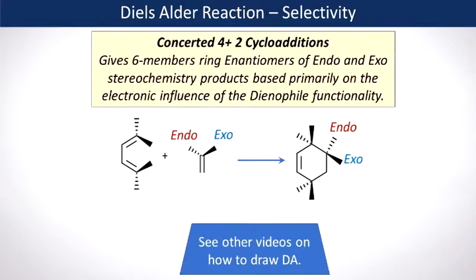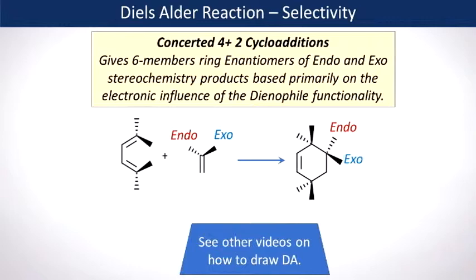A Diels-Alder reaction is a 4+2 cycloaddition reaction. It gives 6-member ring enantiomers of endo and exo stereochemistry based primarily on the electronic influence of the dienophile functionality. Here we show you what we mean. If you're unfamiliar with how to draw Diels-Alder reactions, see my other videos on that subject.